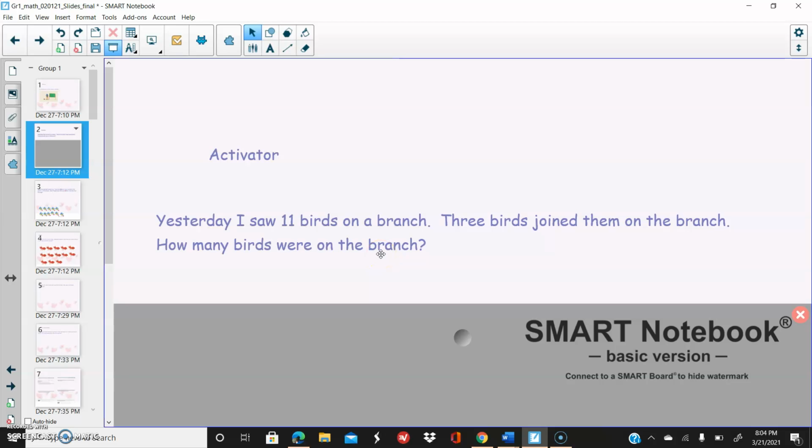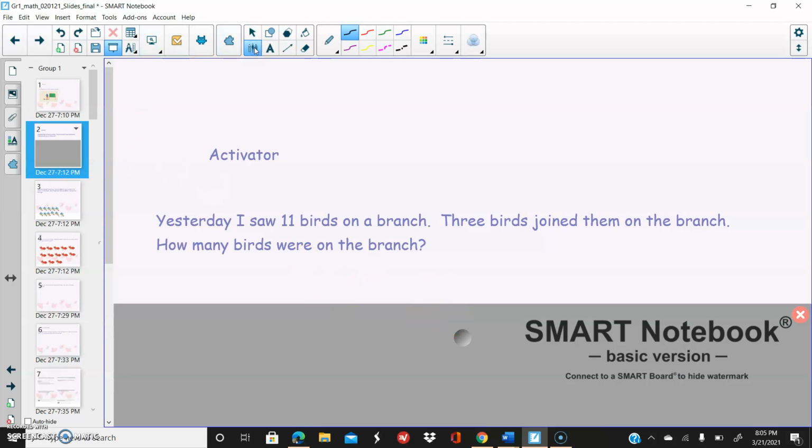Now, scholars, in our game plan or our strategy, are we adding or subtracting? Let's think about it, then answer. If you said we are adding, you're correct. Here it says 3 birds joined them on the branch. Now they want to know how many birds are there. So if the birds joined the other birds, we must be adding.